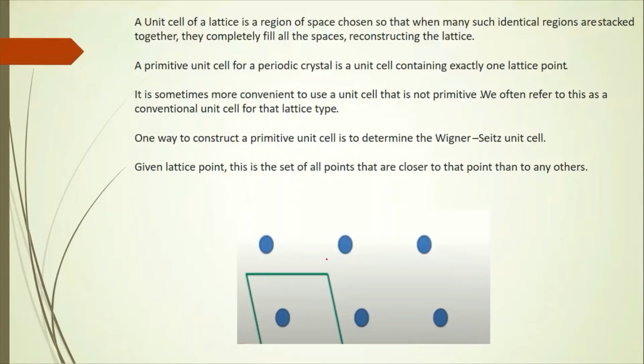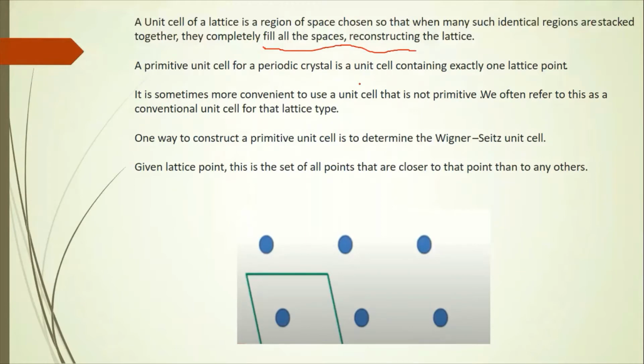In this picture, we can easily see that we keep on repeating this green shape without any gaps, left or right. So we can completely fill or tile the space by means of such a reconstruction of the space of the lattice.